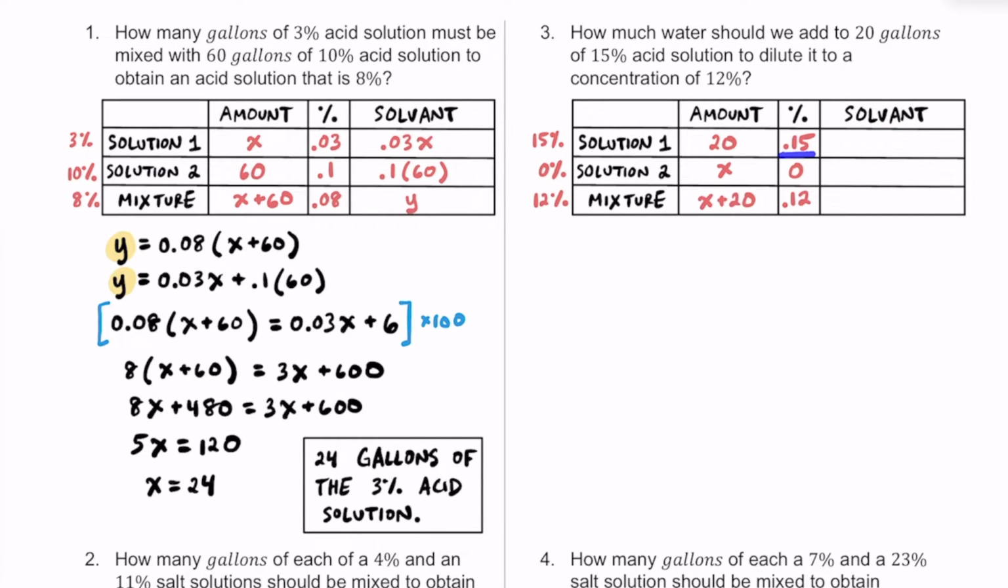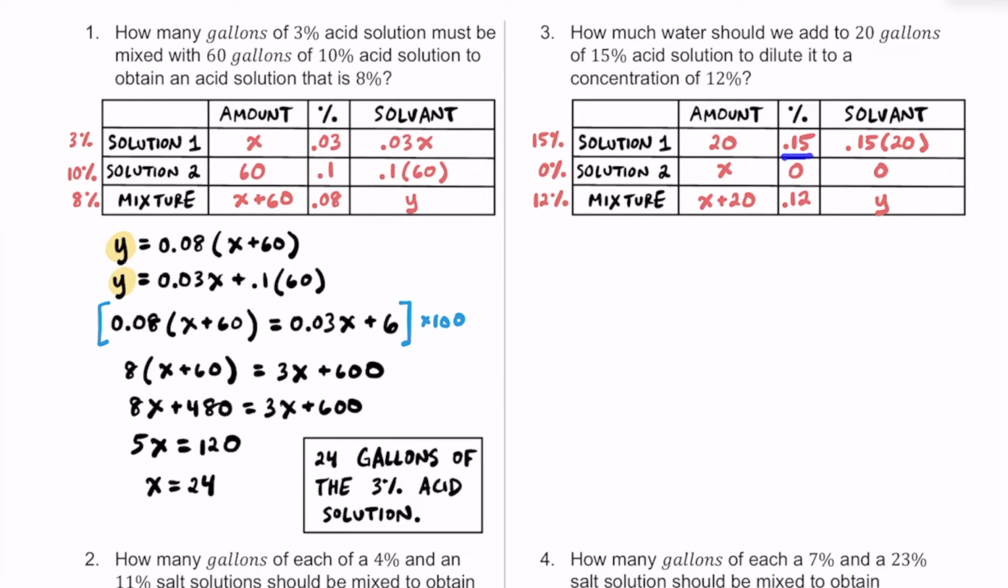All right, to figure out the amount of solvent for each of these, we can just take 15% of 20. Go ahead and write that in here as 15% of 20. That's how much of this is going to be the solvent, or that acid. Then we're going to take 0% of X. So 0% of X is just going to be 0. And then finally for this last box, I'm going to label that as Y.